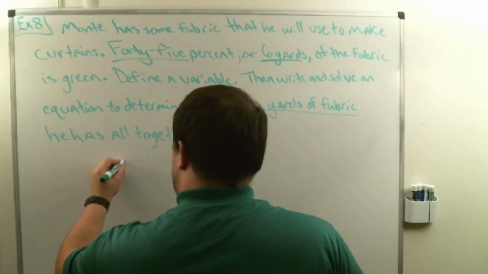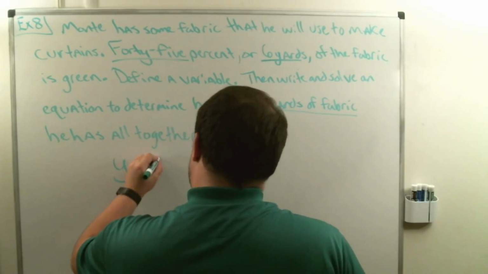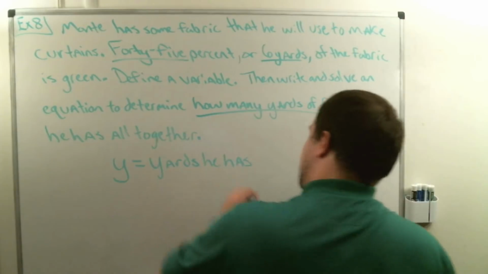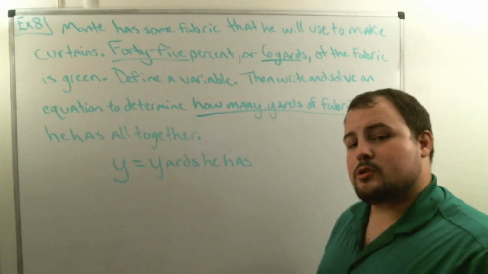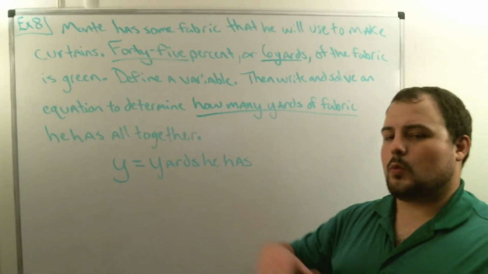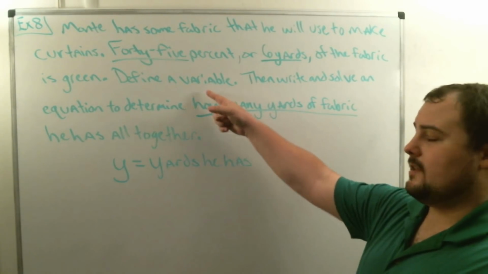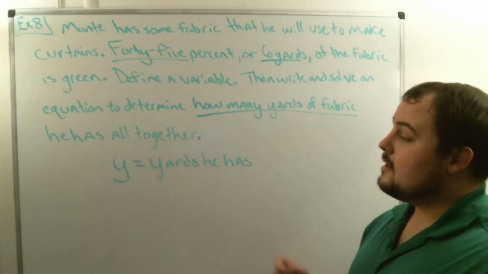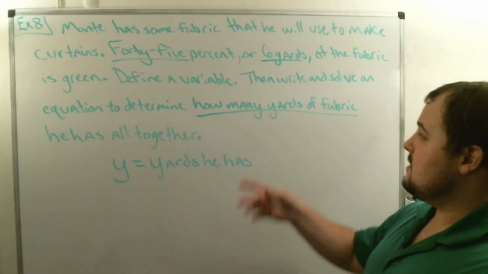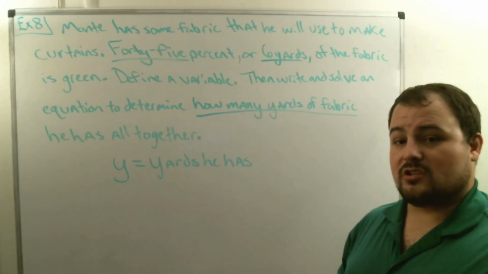So I'm going to write Y for yards he has. That's what we're trying to figure out. We're trying to figure out how many yards of fabric he has. So I'm going to use Y as my variable. I'm defining the variable. My variable is going to be Y, and it's going to represent how many yards of fabric he has. Now it says we're going to write and solve an equation.